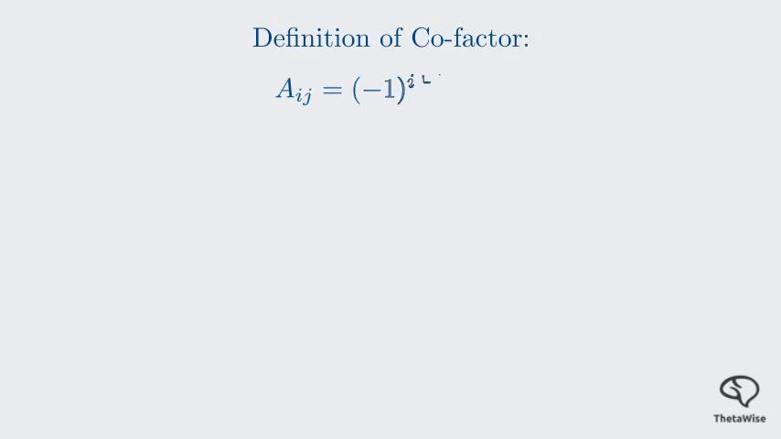Now let's put this into a formal definition using a formula. This formula combines everything we've just discussed. The cofactor of an element at row i and column j, which we denote as A sub ij, is equal to the quantity -1, raised to the power of i plus j, multiplied by the minor of that same element, M sub ij. Let's break down this formula, as it's the most important part of our lesson today.